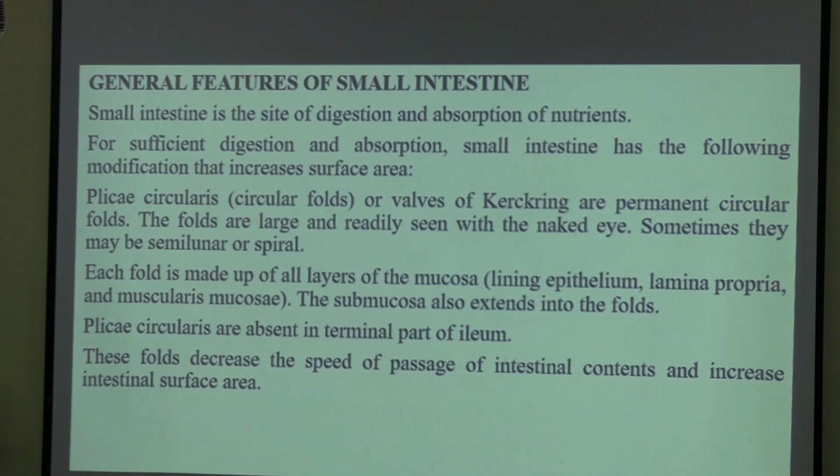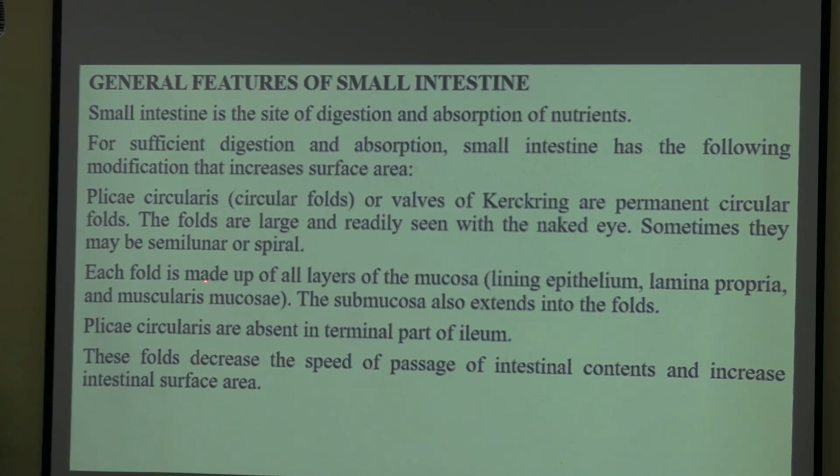Next, there are circular folds present. If you see the interior of the small intestine, circular folds are there. What are the names of those folds? These are called plicae circularis, or valves of Kerkring. These are permanent folds. In the stomach, gastric rugae are temporary. Here, these are permanent in nature, which can be seen easily.